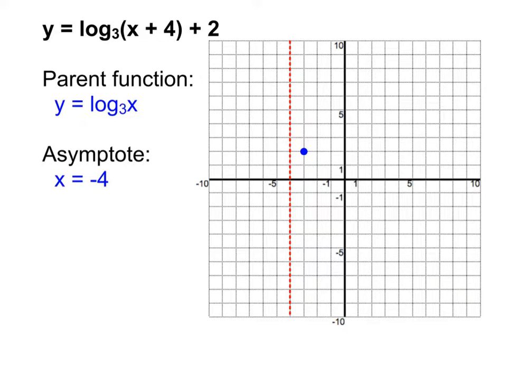So having drawn this much in, all I need to remember is what my parent function was. Because that's going to tell me that I'm going to triple my distance from the asymptote each time I go up. And so I start by going over 1. 1 times 3 is 3. 3 times 3 is 9. If I went up again, I'd have to go over how far? 27. Because it's whatever I did before multiplied by 3.